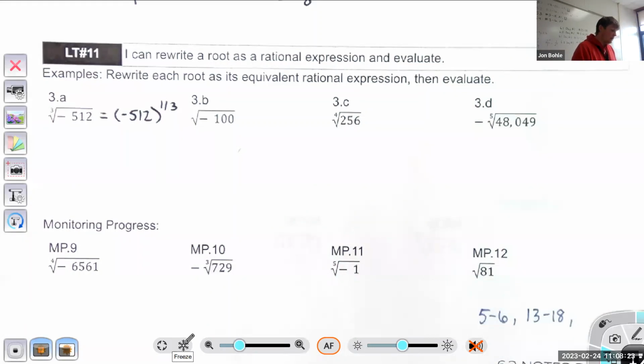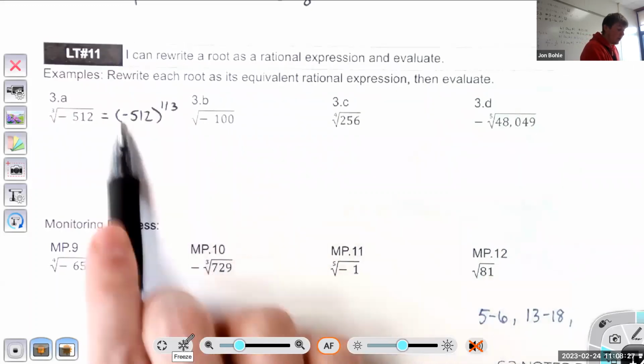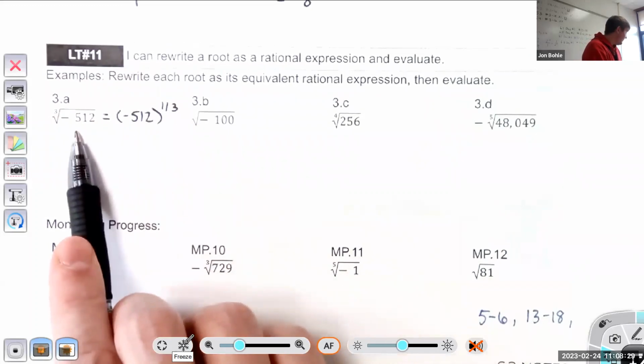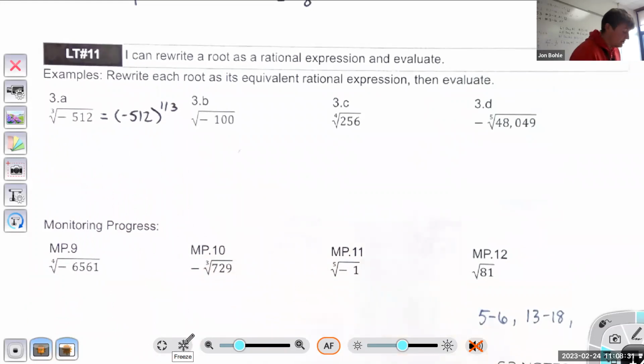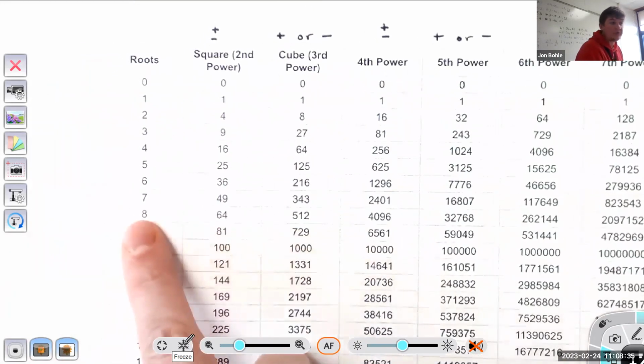-8. But evaluate means tell me what number this is actually equal to. So I'm going to take my sheet here, go to 512, and find its root, which is -8.